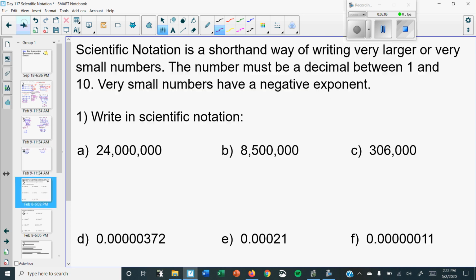Okay, so scientific notation is a shorthand way of writing very large or very small numbers. The number must be a decimal between 1 and 10. Very small numbers have negative exponents. So, a time when you would use this, if we're talking about how large the mass of planets are, you don't want to write that many zeros. So, the mass of the sun, you ready for this? It's 1989. Here we go.